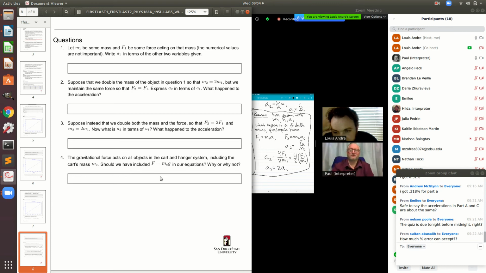Gravitational force acts on all objects in the cart and hanger system, including the cart's mass MC. Should we have included F equals mcg in our calculations?